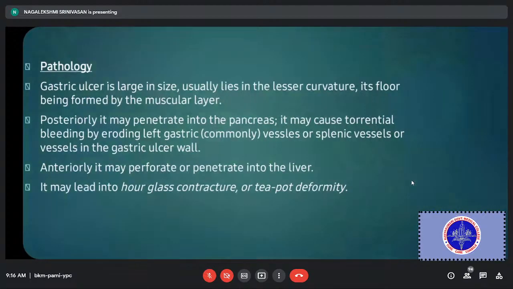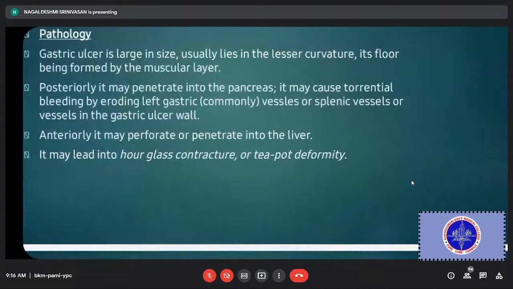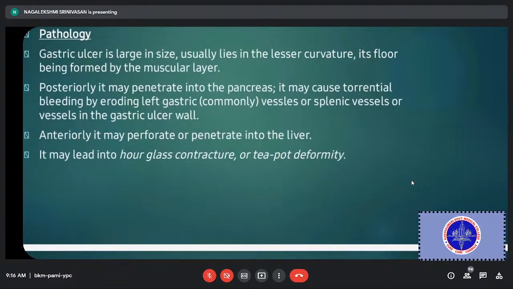the mucosal layer. The superficial layer is destroyed, and next comes the muscular layer. So the floor is formed by the muscular layer. Posteriorly, it can penetrate into the pancreas, and it may cause torrential bleeding because of involvement of the left gastric artery or splenic vessel, or the vessels in the gastric ulcer wall.